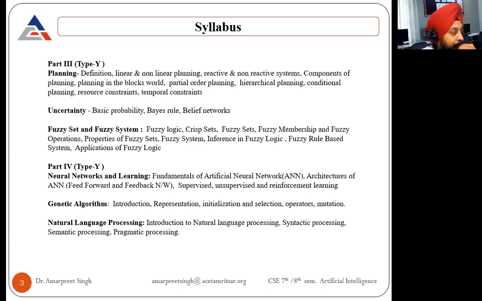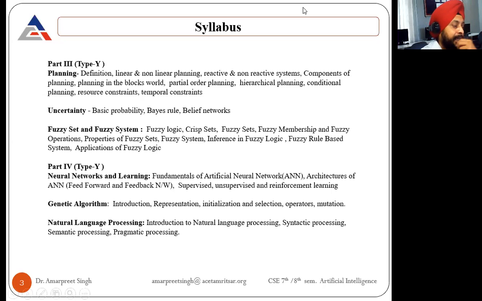What are the different architectures of ANN? Then we will do the very important concept of learning, and what are the three types of learning? One is supervised, unsupervised, and reinforcement learning. And I know that this portion, that is types of learning, you have already covered in machine learning. But it will be very easy for you to understand this topic, that is learning.